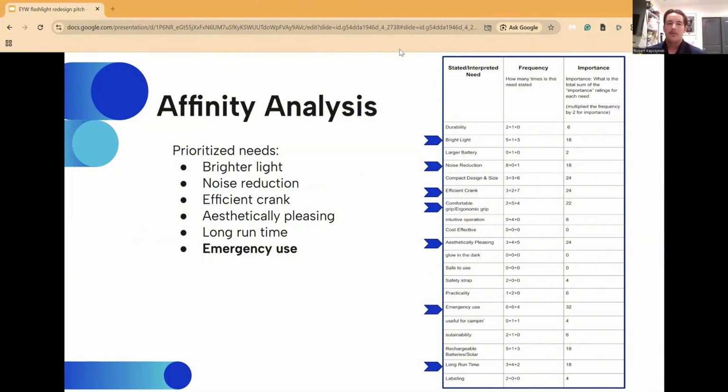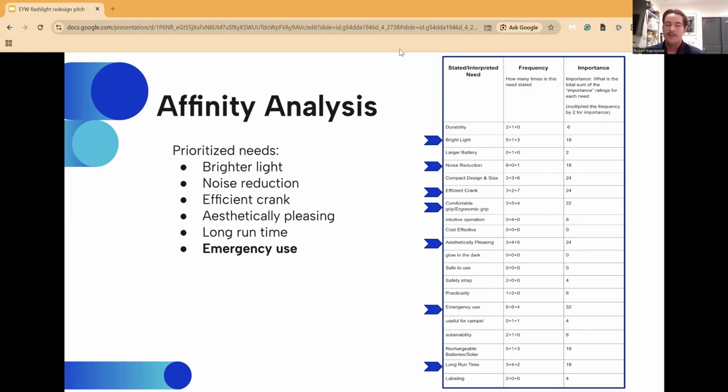So once we gathered qualitative data from our interviews, we summarized that data in the needs analysis table. In the first column, we stated each of the needs that were mentioned in the interviews. In the second column, we stated how many times each appeared in the data. And in the third column, we gave each need an importance score. The way we decided to calculate the importance score was by simply doubling the frequency of each need.